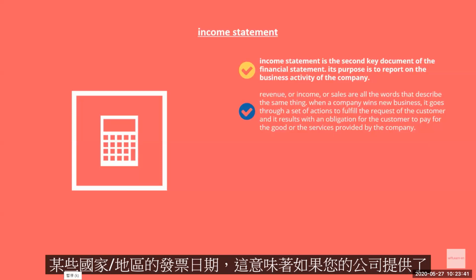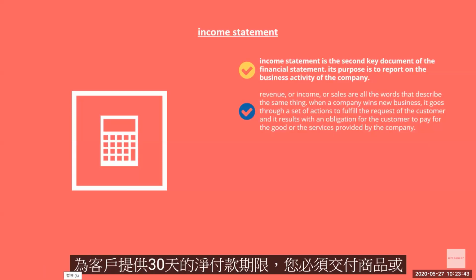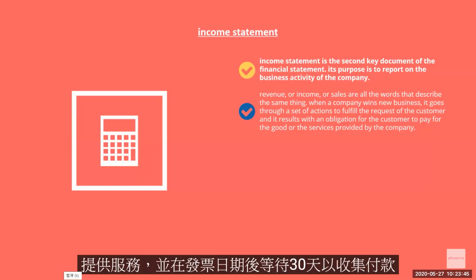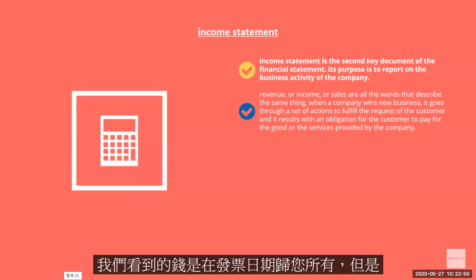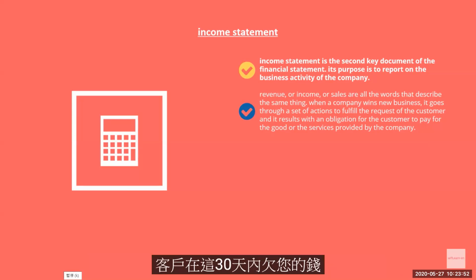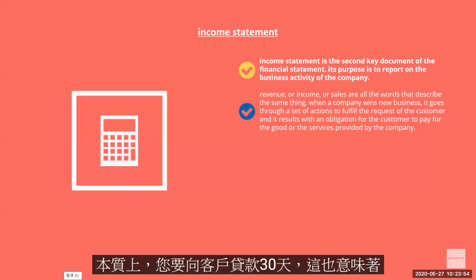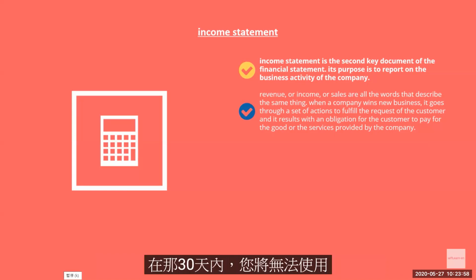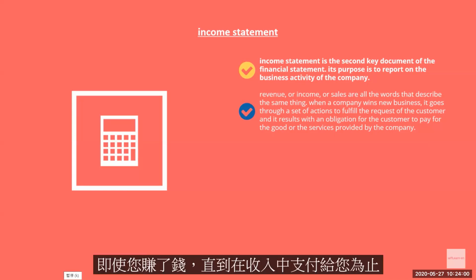This means that if your company has offered a 30 days net payment term to a customer, you will have to deliver the good or render the service and wait 30 days after the invoice date to collect the money. The money, as we have seen, is due to you on the invoice date, but the customer owes you the money during those 30 days. In essence, you're lending money to your customer for 30 days. That also means that during those 30 days, you will not be able to pay your bills with that money, even though you earned it, until it is paid to you.